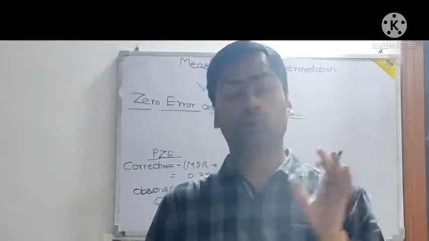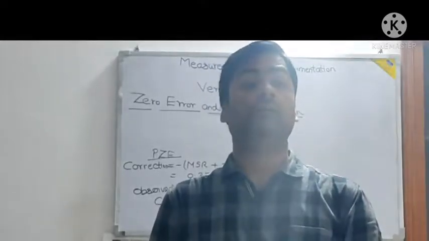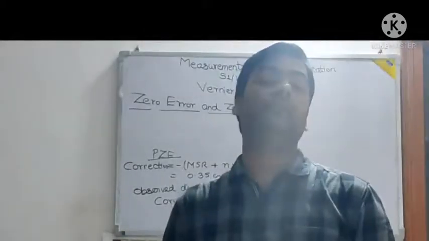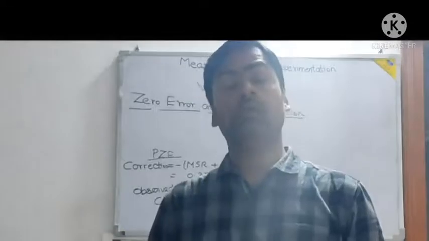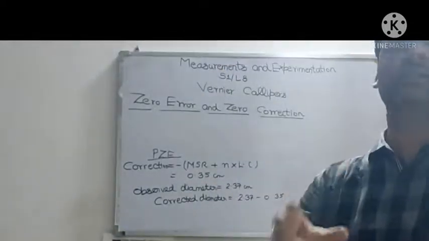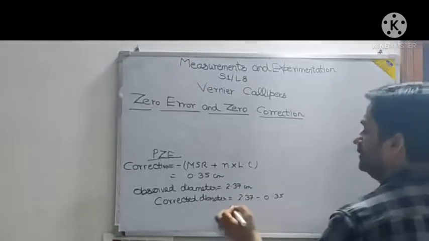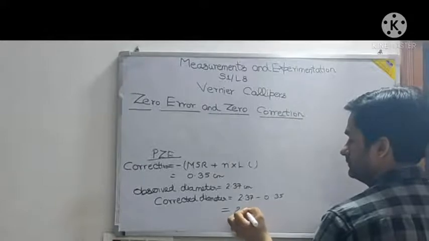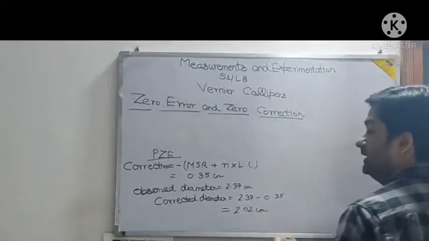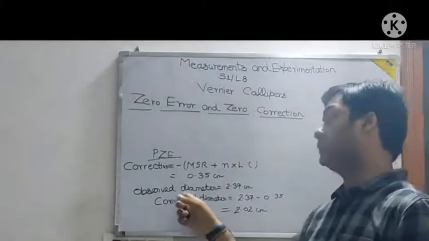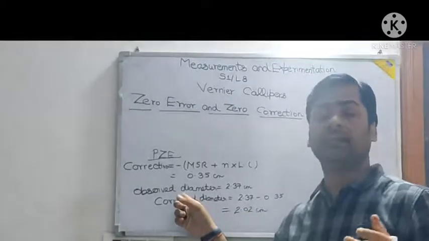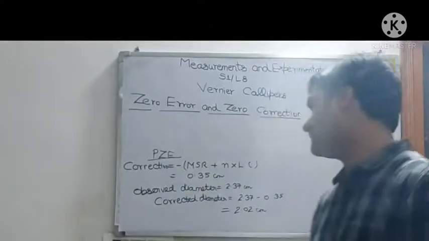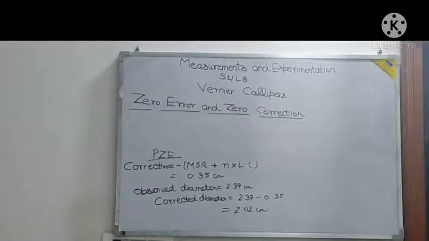So knowing the error beforehand, when we are finishing the experiment of measuring the external or internal diameter of something, we can be sure that there is a zero error and that error has to be considered while giving the final value. So 2.37 minus 0.35 is 2.02 centimeter. This is called the corrected reading. The observed reading is found with the formula: main scale reading plus n into least count. That is the way it has to be done.